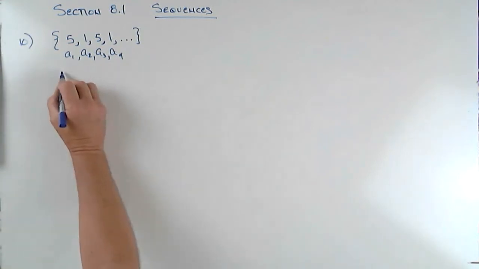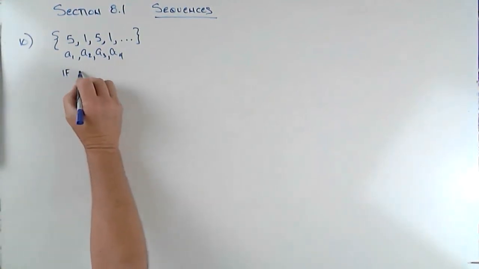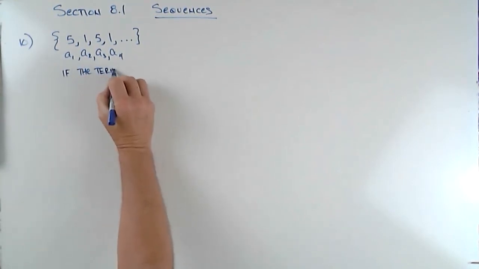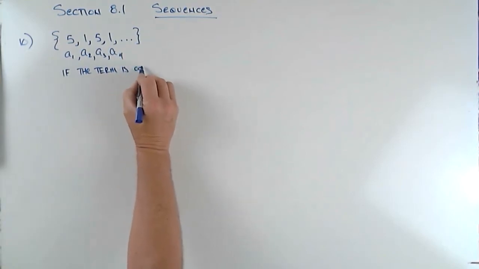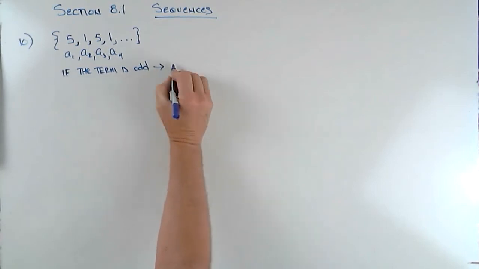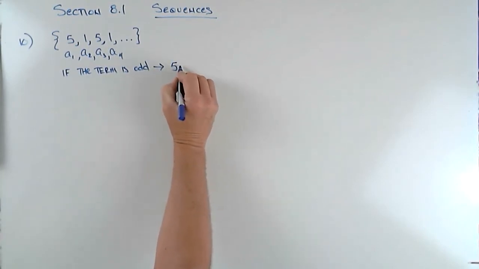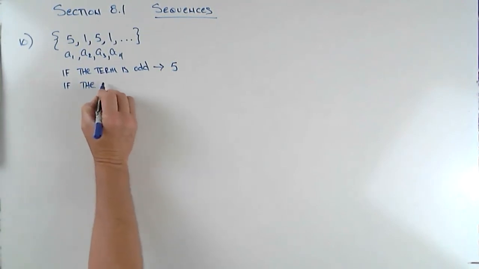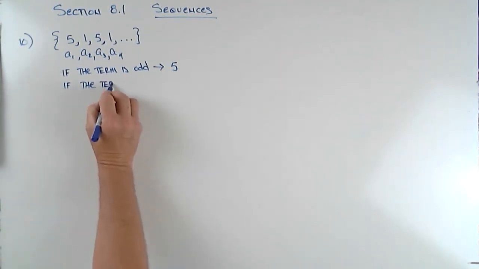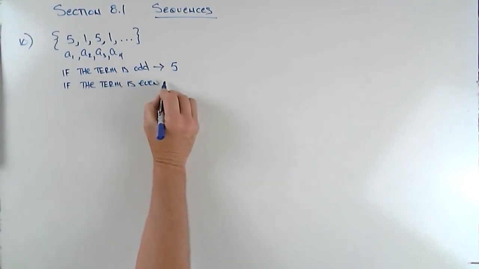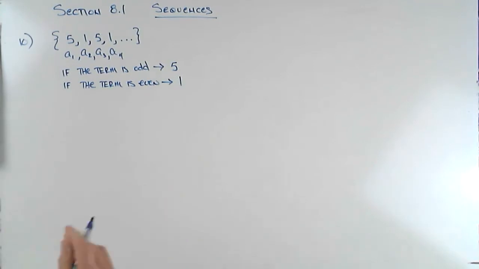So if the term is odd, 1, 3, 5, then we want a 5. If the term is even, then we want a 1.